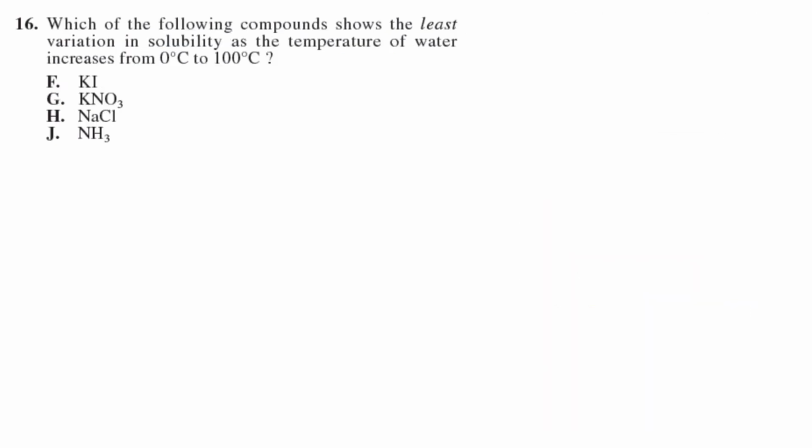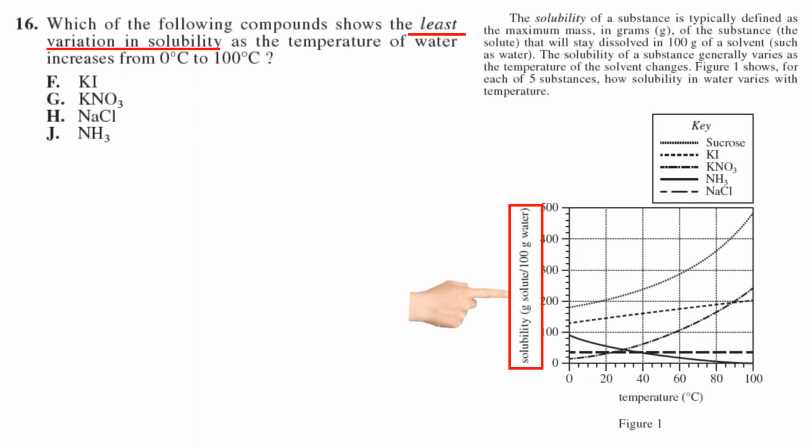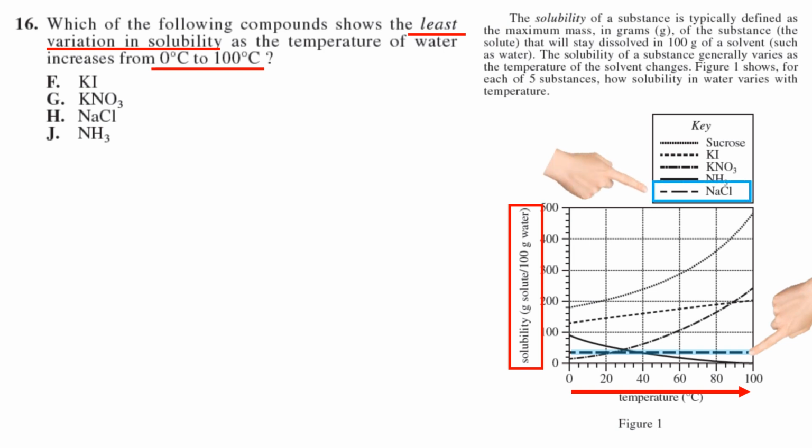Number 16, which of the following compounds shows the least variation in solubility? So we're looking at solubility in figure 1 because we're also dealing with temperature in figure 1. So as it increases from 0 to 100, which one has the least variation in solubility? And we see this line is pretty much straight, so no variation in solubility, and that is NaCl, so our answer is H.